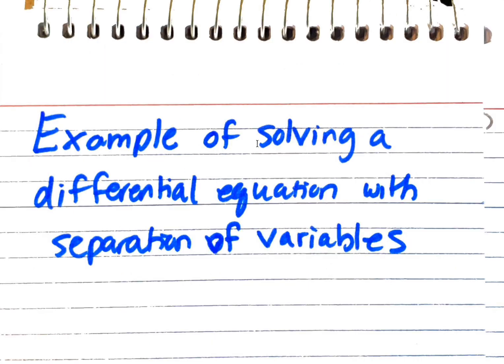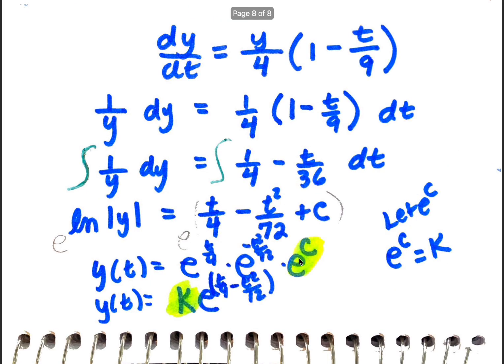Now an example of solving a differential equation with separation of variables. This is also pretty important. Let's take a look at an example. dy/dt is equal to y over 4 times 1 minus t over 9. To move y with dy to one side and keep t and dt on the other side, you will get the form in the second step.